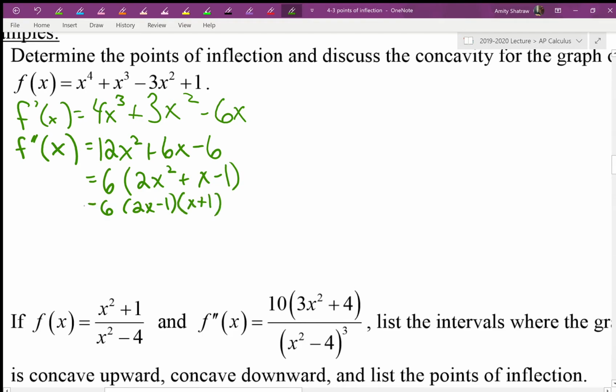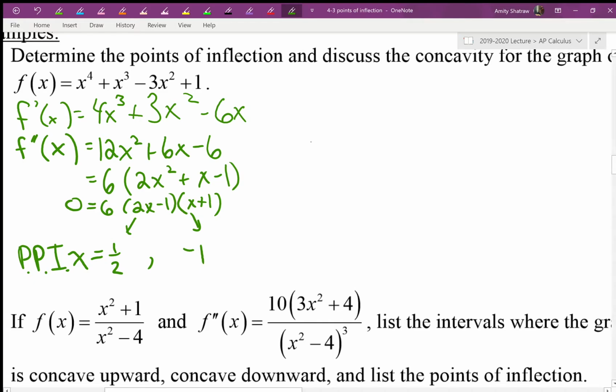Here we go. I set that equal to 0 and solve. This little piece gives me a 1/2, and this little piece gives me a -1. And I am now declaring that these are my possible points of inflection. Okay, possible points of inflection. It's like candidates, like the candidates test for the critical numbers for the first derivative test.